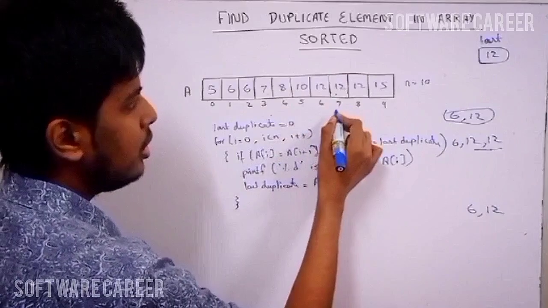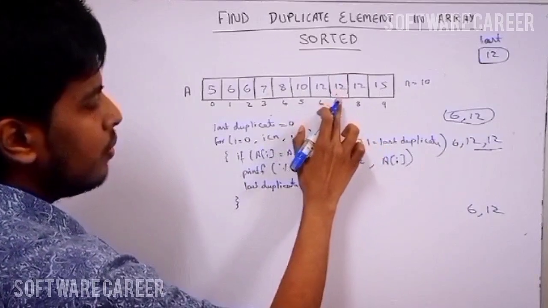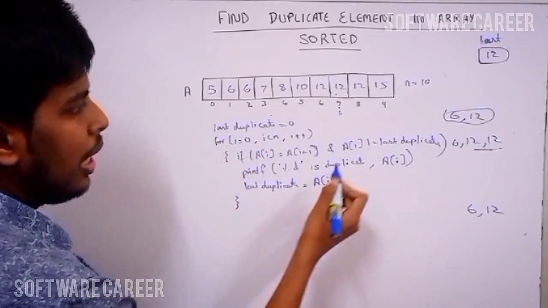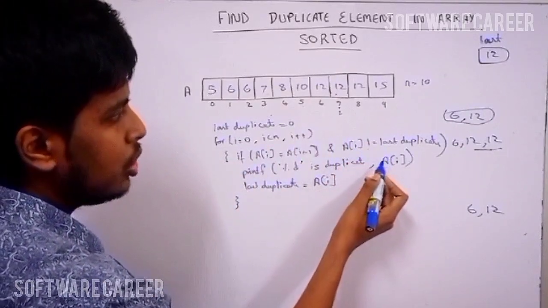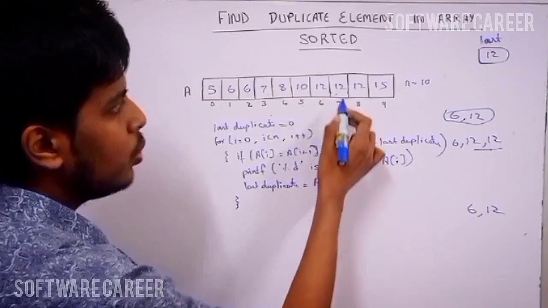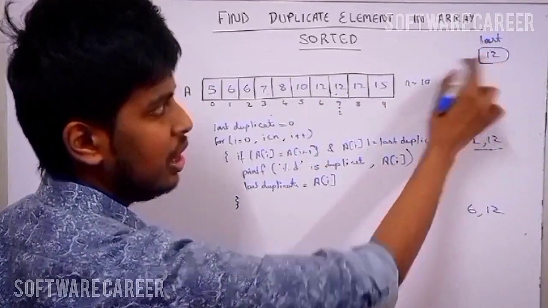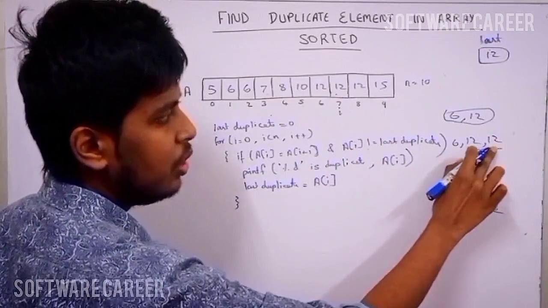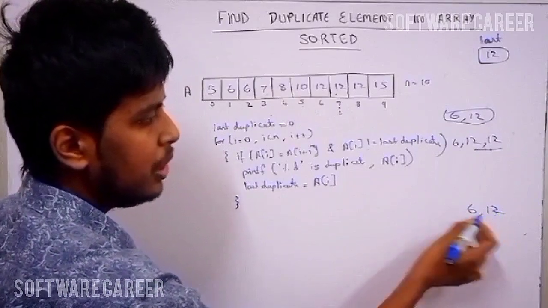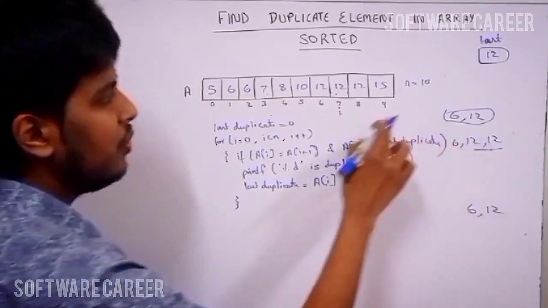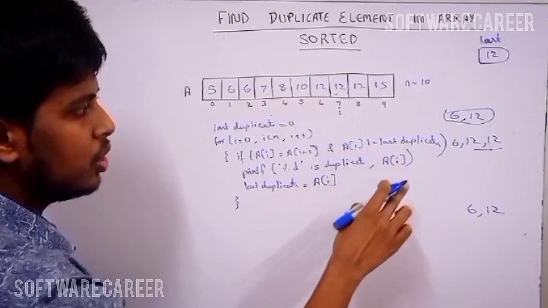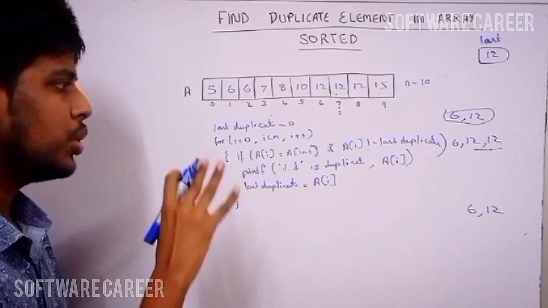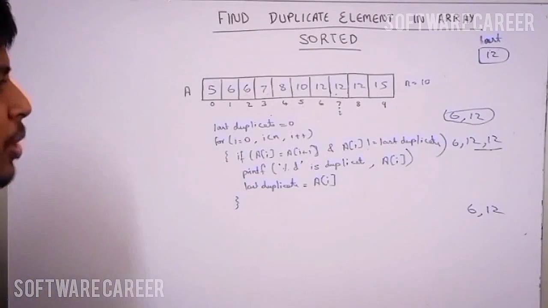Now I gets increased towards here. Now it checks whether 12 equals this 12. A of 7 equals a of 8. Yeah, it's equal. And it checks a of I not equal to last duplicate. This a of I is 12. 12 should not be equal to this last duplicate, but it's equal. So it doesn't print this 12 again. In this case it printed 12 twice, but now it does not print 12 twice. For removing this error only we are writing this condition. A of I should not be equal to last duplicate, and here we are updating last duplicate equals a of I. This is how you should write the code for finding the duplicate element in sorted array.